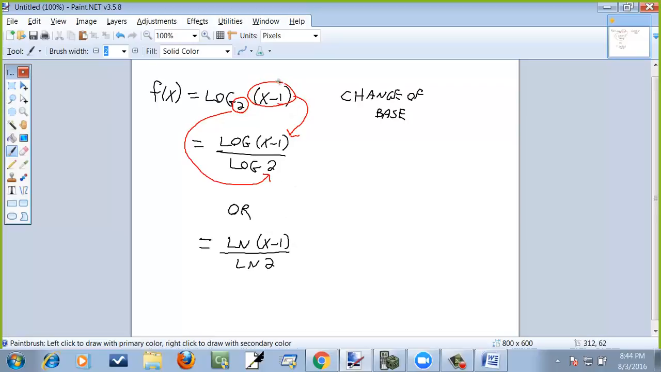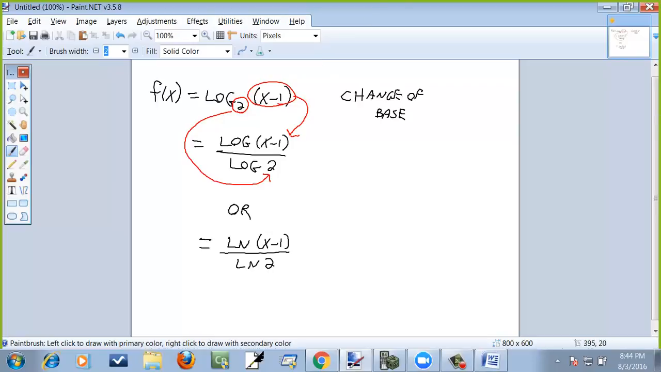Again, same idea. Whatever follows your log goes on top. Whatever your base is goes on the bottom. Why is this important? Well, we have an ln button, so I could put that in. Doesn't matter which one you use. Both of them give you the same graph. The change of base says you can actually change it to any base, but those are the two that make the most sense for college algebra.